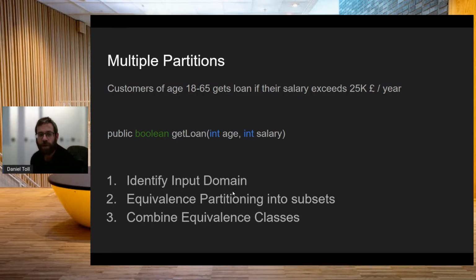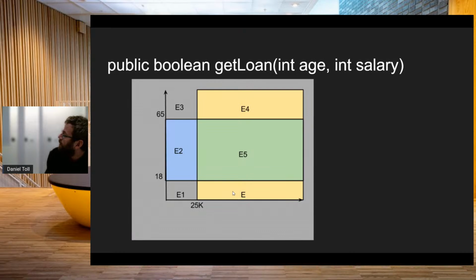So we have 3 parts of the input domain for age. For salary, we need to have 25,000 pounds, so 24,999 and lower, including the negative numbers, is 1 partition, and 25,000 and above is the second partition of the input domain. And when we have these equivalence partitions, we can combine them and generate something like this.